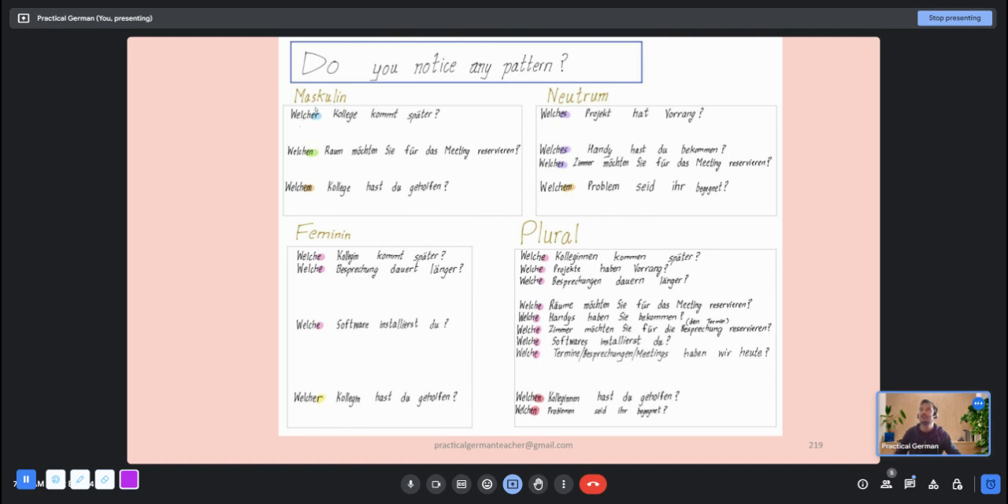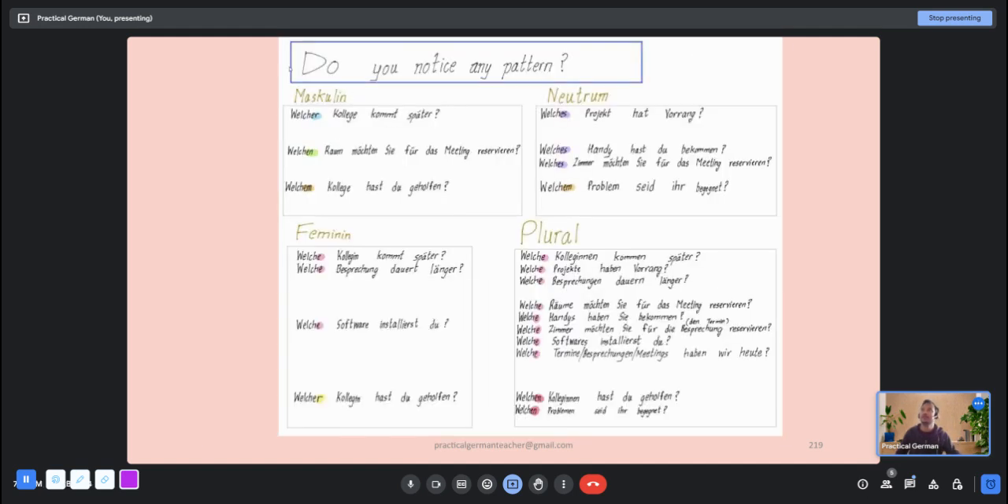But even within masculine, it's not the same. Here it is Welcher, here it is Welchen, here it is Welchem. Even for feminine it is changing. Definitely there should be something more. So first of all, you have to ask which noun it is, and then you have to ask one more thing.